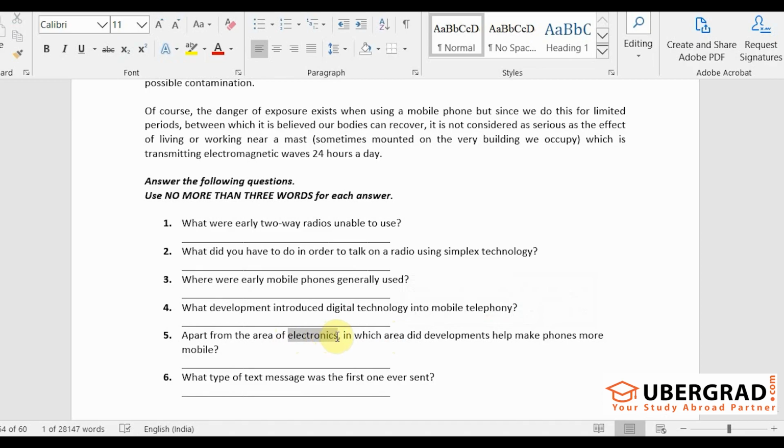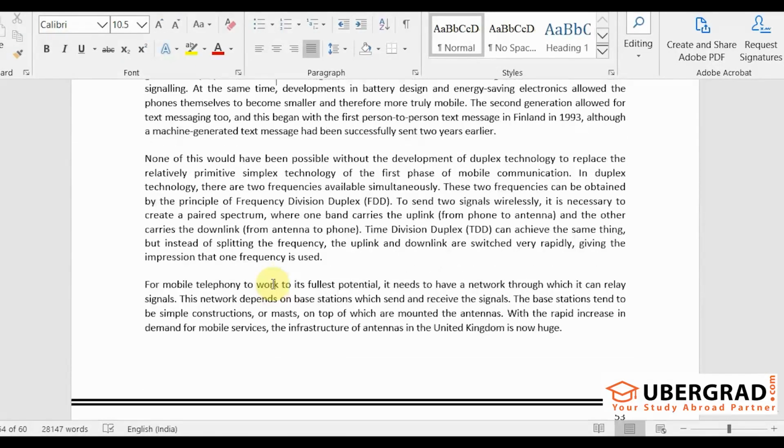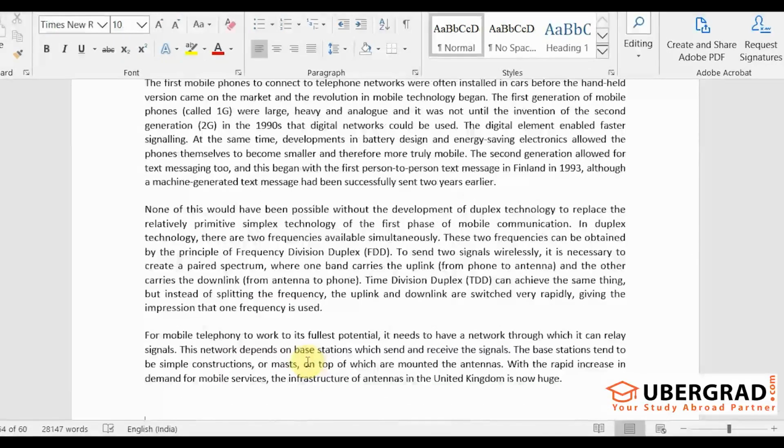There have to be two things, right? If you understand this question, it is saying apart from electronics, which means there are two things, but out of that we have to choose only one, which is the other one, not the electronic one, right? So which developments helped make mobile phones more mobile. So let's search for electronics or mobile. So it is battery design.